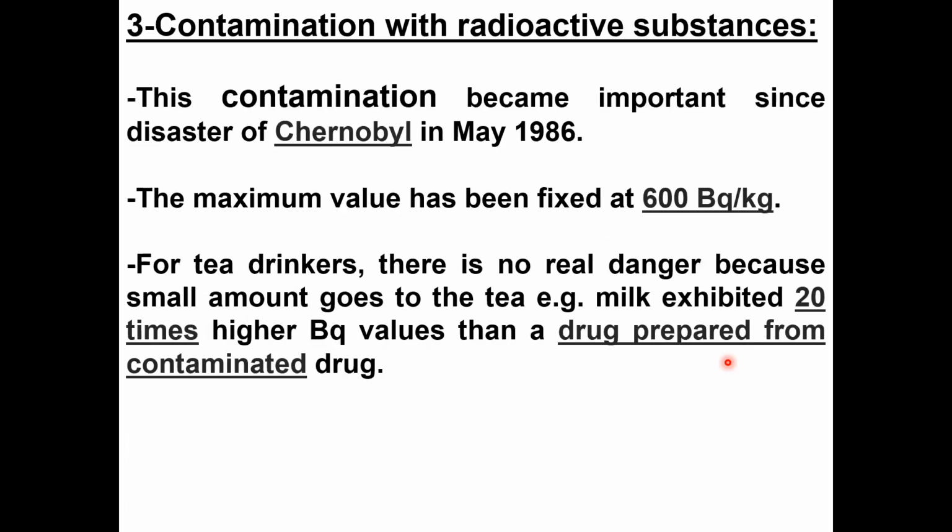Contamination with radioactive substances. This was considered since the Chernobyl disaster in 1986 in Russia, or in the Soviet Union at that time. This accident posed a very serious threat to foods and also to herbal drugs. However, foods are more amenable to radioactive substances compared with the herbal drugs. For example, milk may contain 20 times more radioactivity than herbal drugs prepared from contaminated drug.